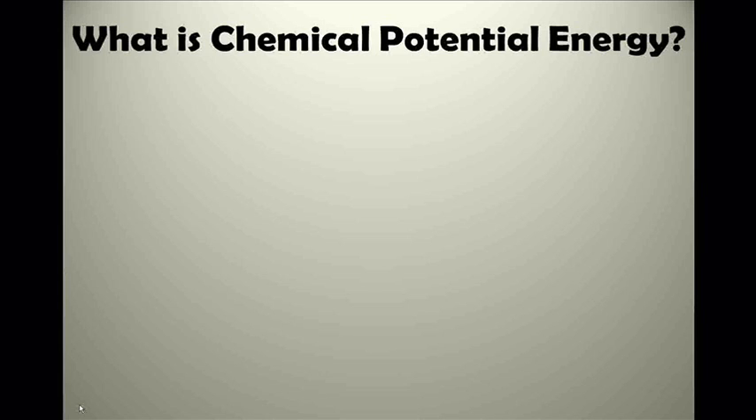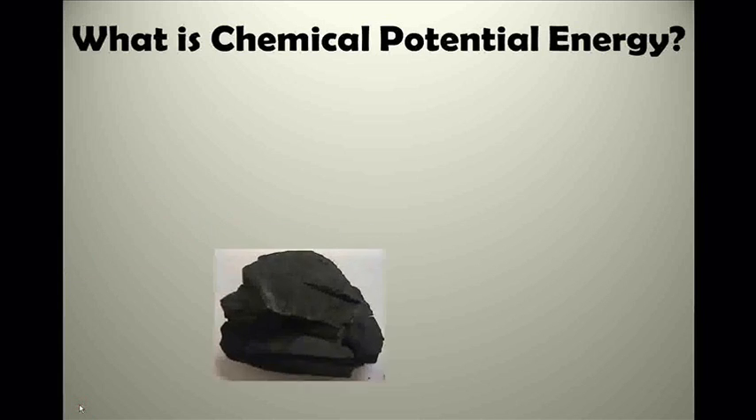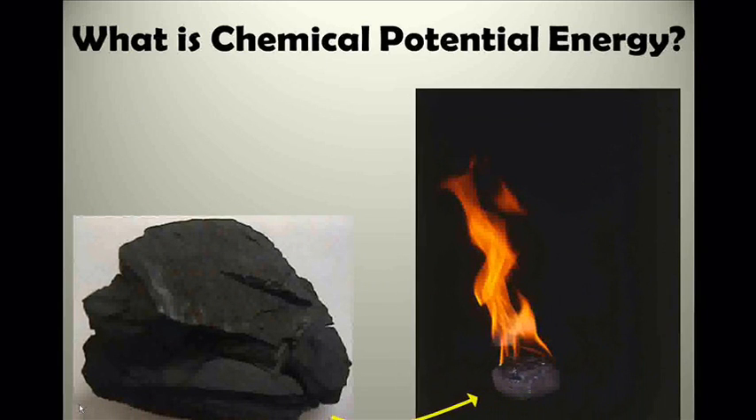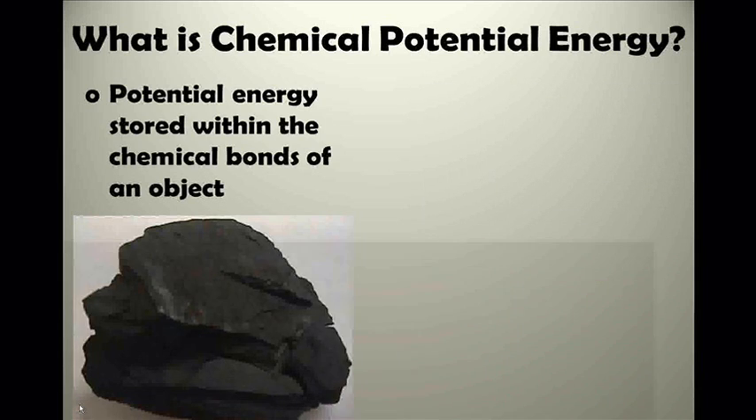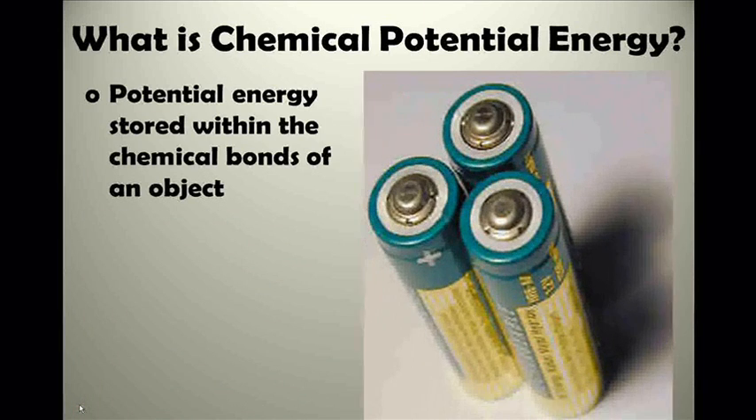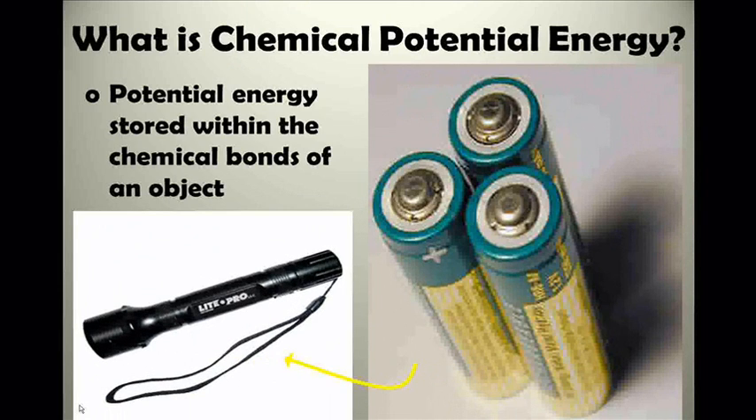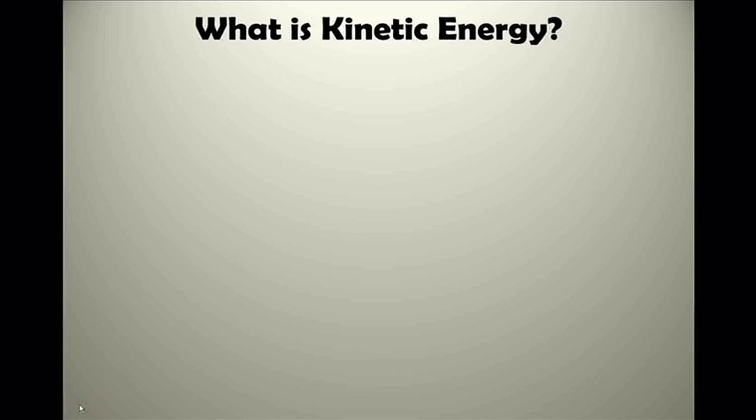Finally, what is chemical potential energy? Well, a piece of coal sitting on the ground has the potential to burn. So there's potential energy involved in that. It's potential energy stored within the chemical bonds of an object. Same as electricity. Inside those batteries are chemicals that can be turned into electricity.